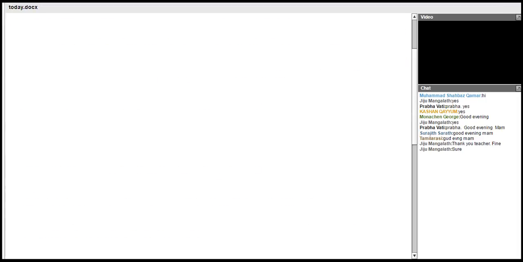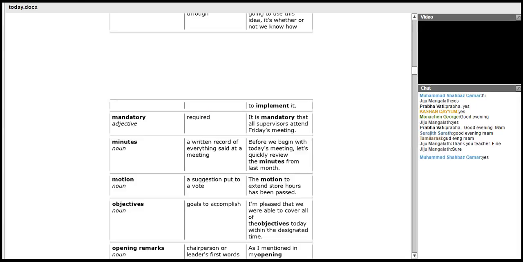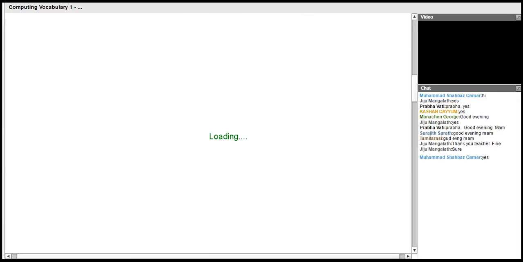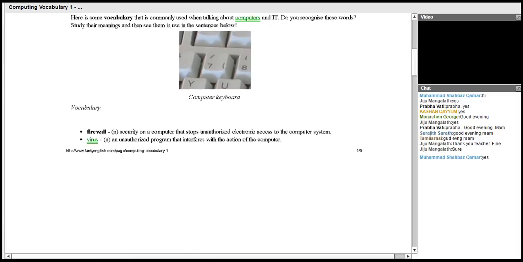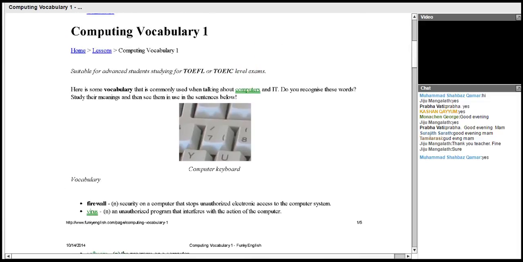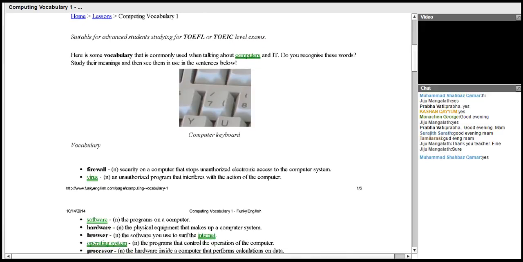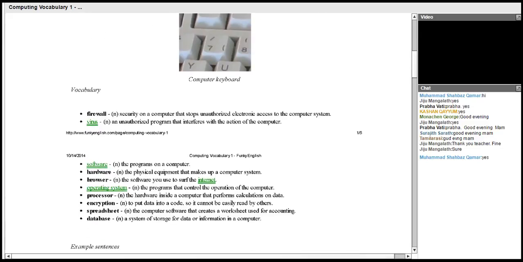So yesterday, what we were doing, we are going to continue with the same. But before that, we are going to do some vocabulary related to a specific subject. So let's learn some vocabulary related to computing. Everybody, are you able to see the board properly?